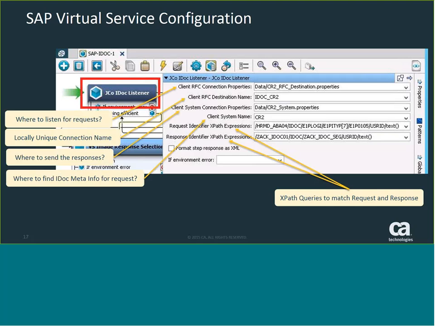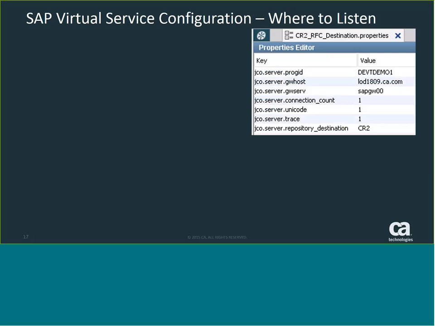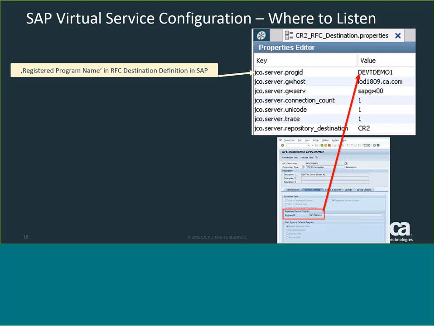Okay. Now let's have a closer look at the contents of those connection properties files. First, let's look at the JCO connection parameter settings that are used to listen for incoming requests or responses. These are equivalent for both sides, for the client and for the server side. However, as you remember, we need two files, one file for each of them.